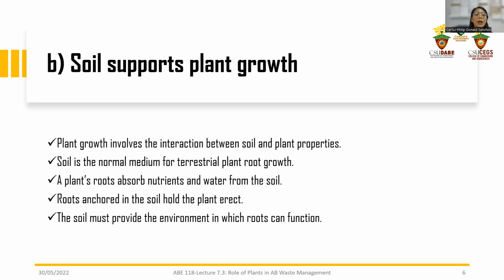Root growth: plants' roots absorb nutrients and water from the soil. Roots anchored in the soil hold the plant erect. The soil must provide an environment in which roots can function. So the soil gives a lot of support to plant growth, right? If there is no soil, the plant mostly depends on soil. So imagine if your soil has no nutrients. Obviously your plants will not grow, they will not bloom.